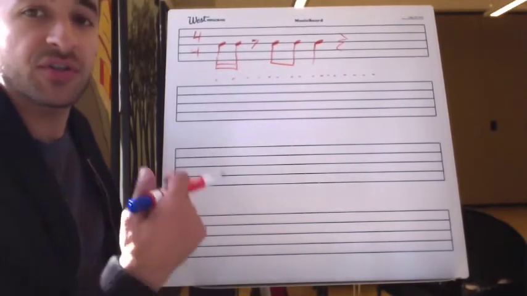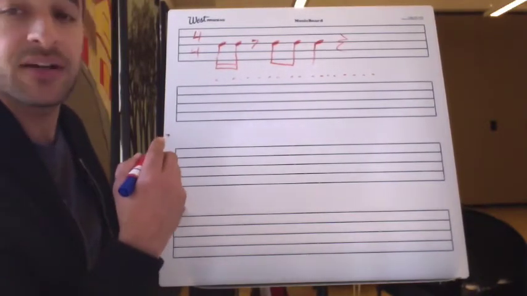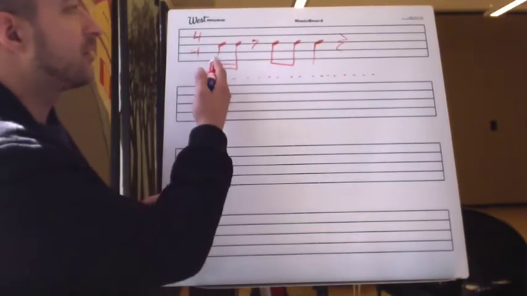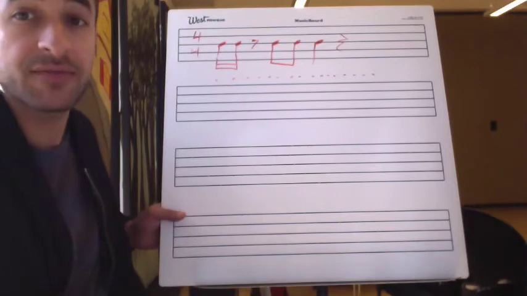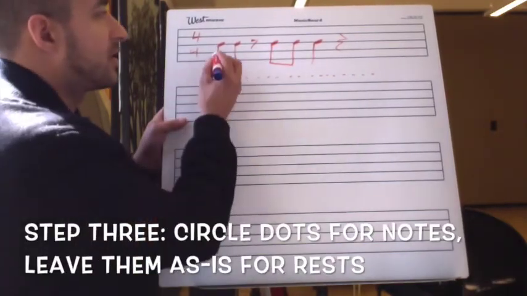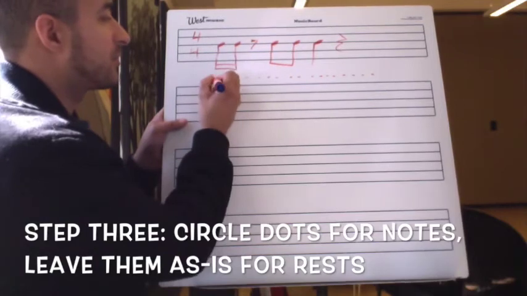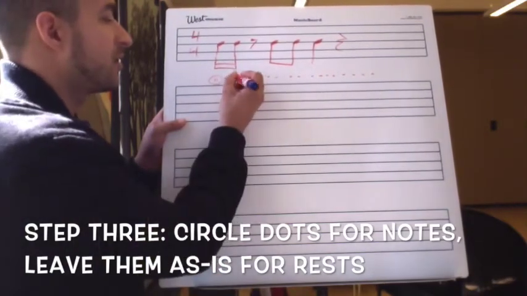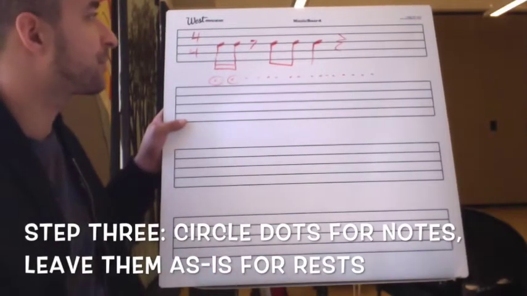Now all I'm going to do is circle a dot or more than 1 dot to indicate the value that's placed on a particular note. And if there are rests, I'm just going to leave the dots as they are. So the first 16th note gets 1 dot, so I'm circling that dot. The second, also worth 1/16, right?